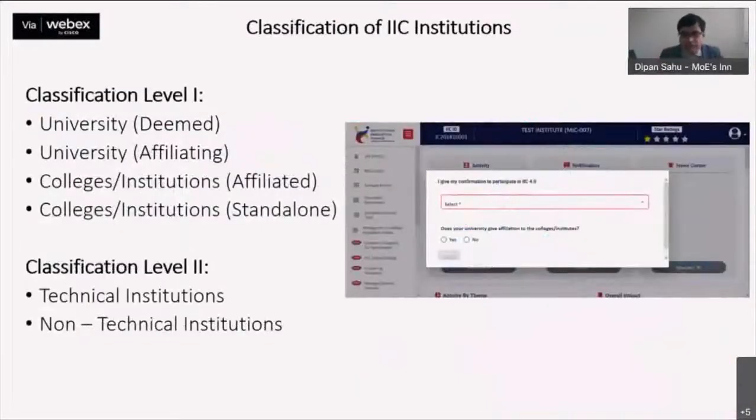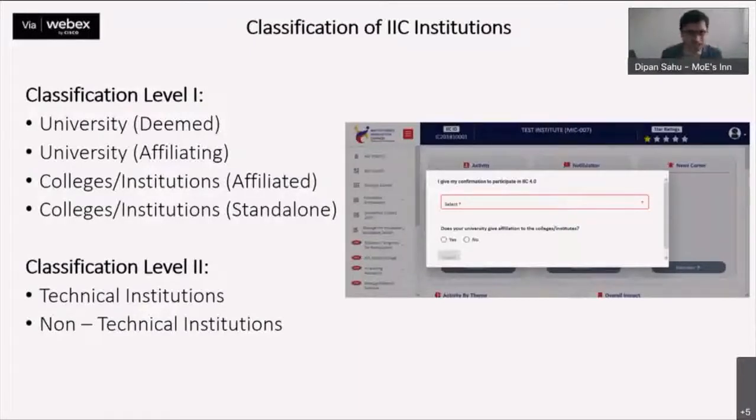The new feature of IIC 4.0 is that this year, we decided to classify our institutions. Earlier, there was not much classification. Every IIC was considered as one, irrespective of the size and nature of the institution, we had just treated it as one IIC. But this year, we are going to introduce and classify the IIC institutions on two different levels.